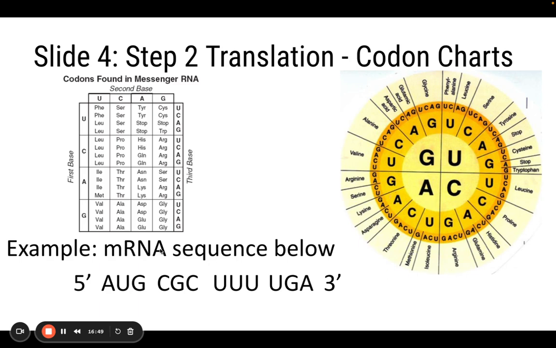Then my next one is UUU. So if I start on this chart, I've got U for my first, U for my second. So I'm in here. U for my third. That gives me PHE. And my last one is UGA. Start in the middle. UGA. Stop. That is going to signal that protein synthesis is complete.